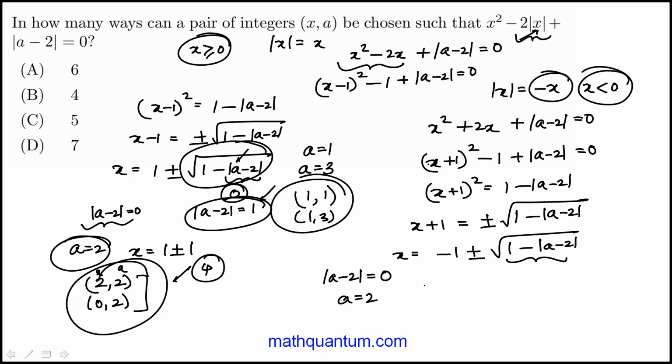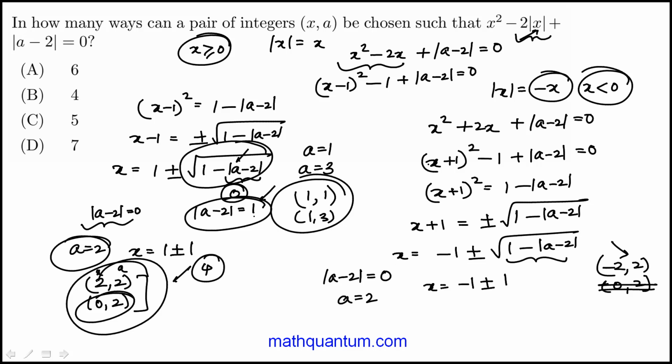And then when it's 0, x is minus 1 plus or minus 1. So my choices for x are minus 2 and 0. A is 2, so the pairs are minus 2, 2, and 0, 2. You'll note that that one has already shown up, so I discount that. I have only one extra one.